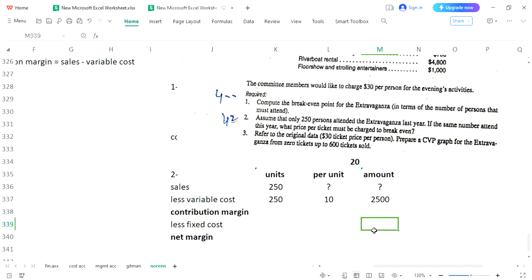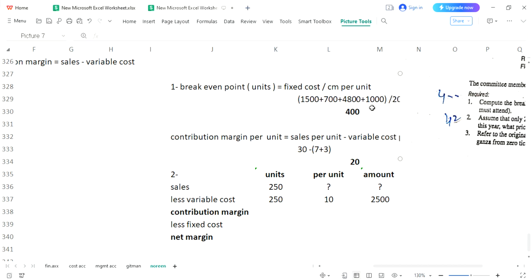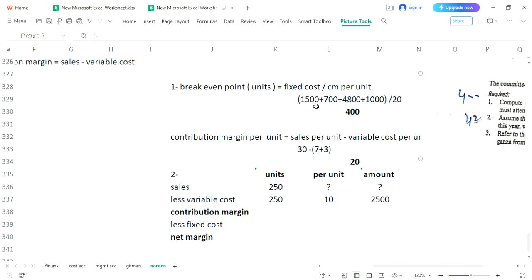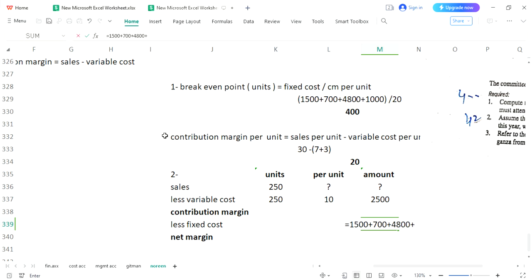Fixed cost, we do know how much it was. 8,000 we have calculated. You can see that here fixed cost was required and we have added all four elements of fixed cost. Total was 8,000. You can calculate over here as well, so that you have your complete idea, because it hasn't been written over here. So I am adding 1,500, 700, 4,800 and 1,000. So this way you have your fixed cost.